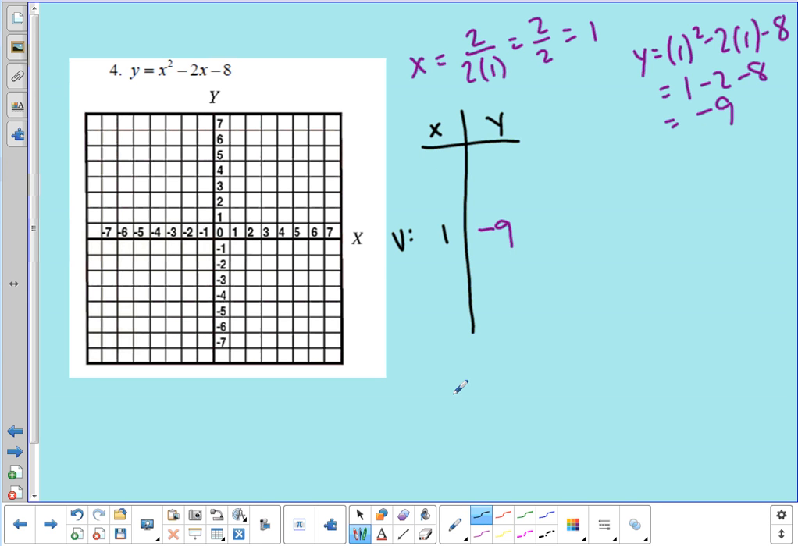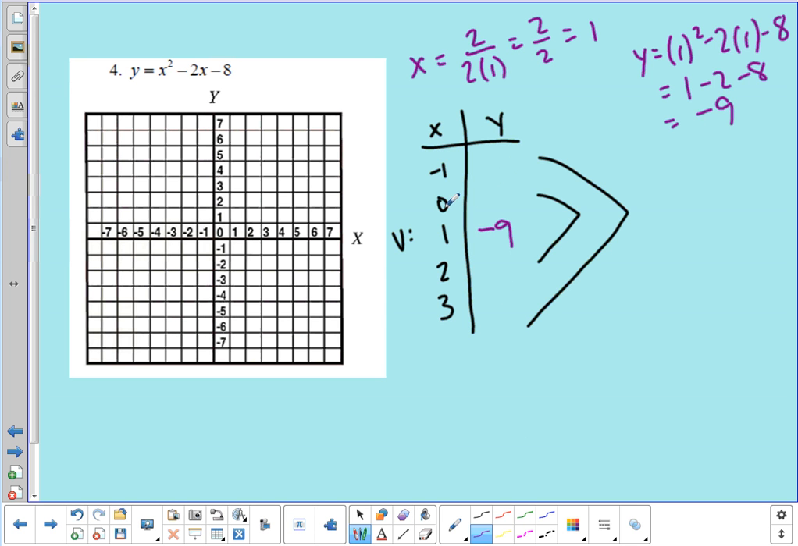Now, count your x values in either direction. So I'm going to go backwards to 0 and negative 1 and forwards to 2 and 3. And remember that as long as you go equal distance, this y value is going to match that y value. So the reason that makes that kind of nice is because really you only have to find 2 of these and you will have these 2.